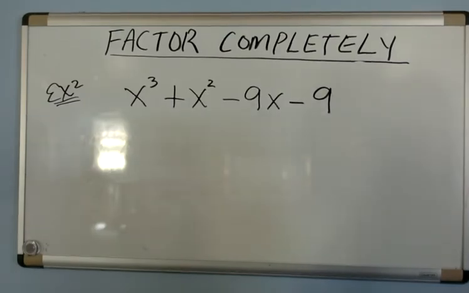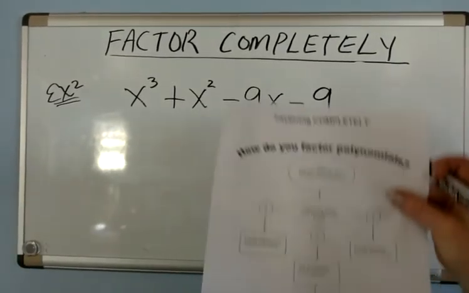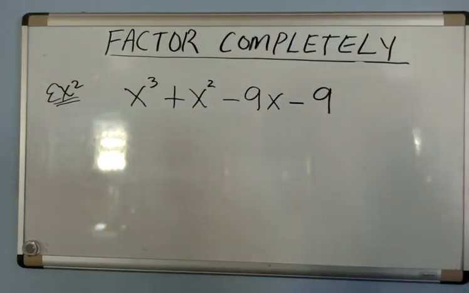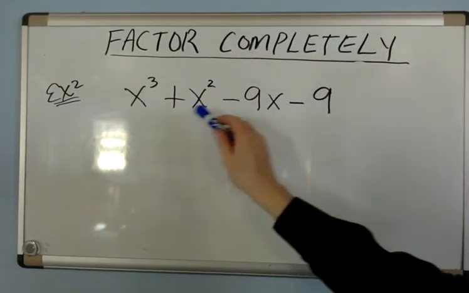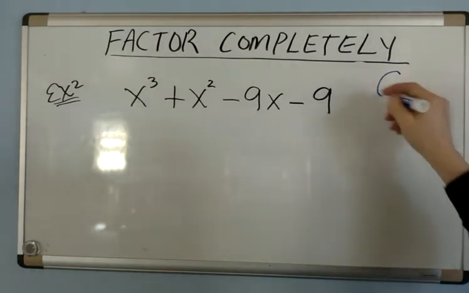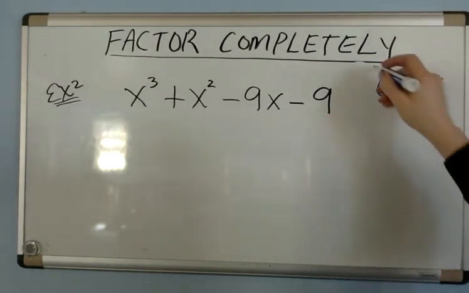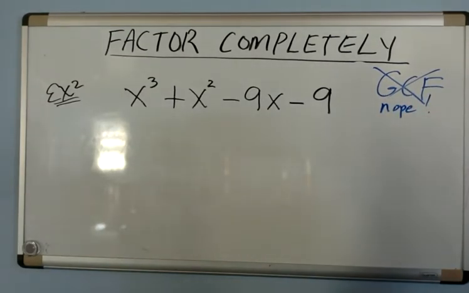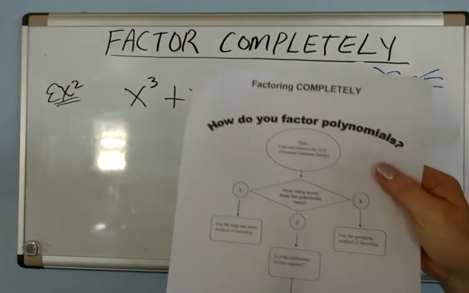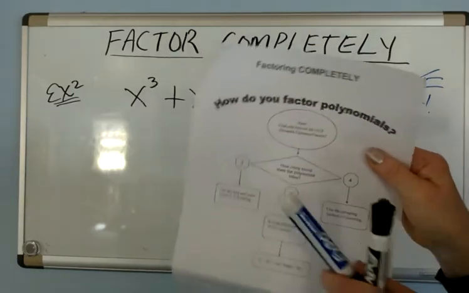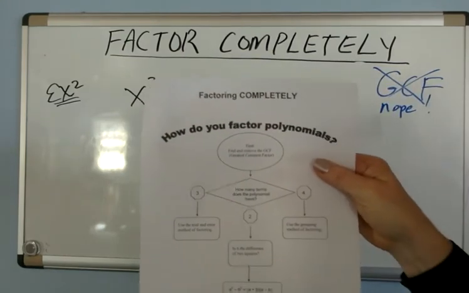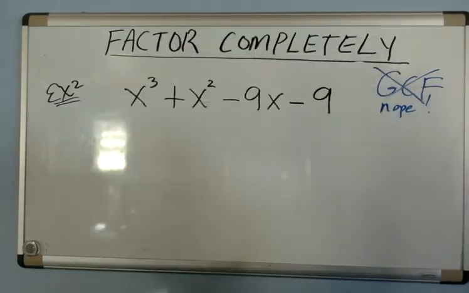Okay, let's do the second example. Like I said, looking at that flow chart, I always want to see if there's a greatest common factor first, make my problem easier. However, for these 4 terms, there is no greatest common factor, so nope, there isn't one. So I can't pull out a greatest common factor. But the next thing I want to do is look at my flow chart. Since I can't pull out the greatest common factor, is there 2 terms, 3 terms, or 4 terms? And I can see here that there's 4 terms. So let's try factor by grouping.